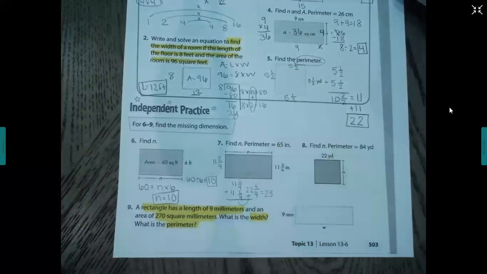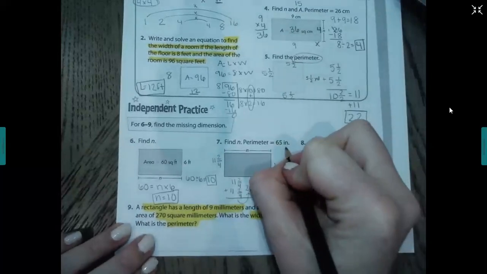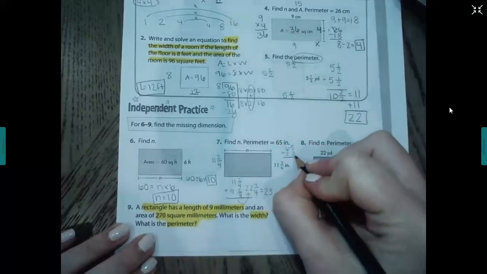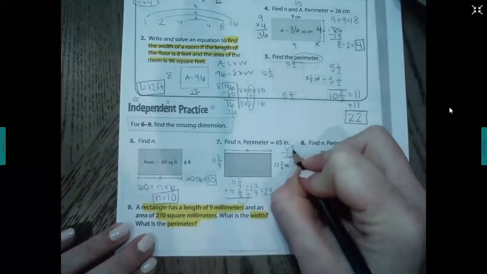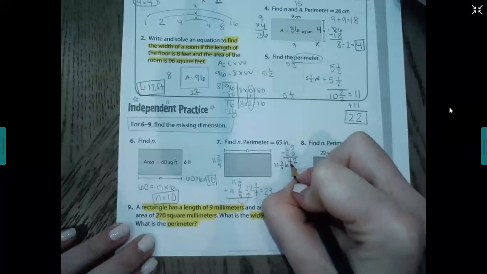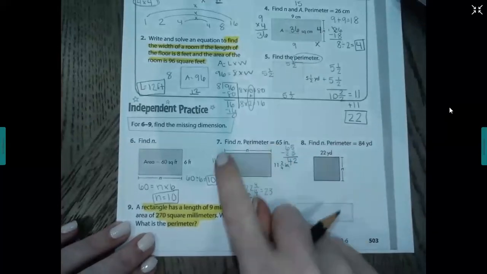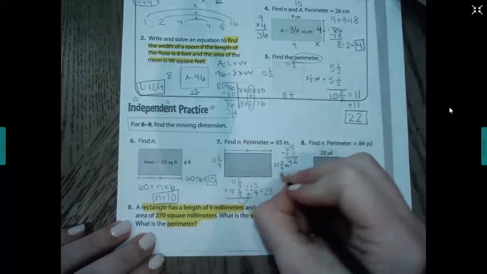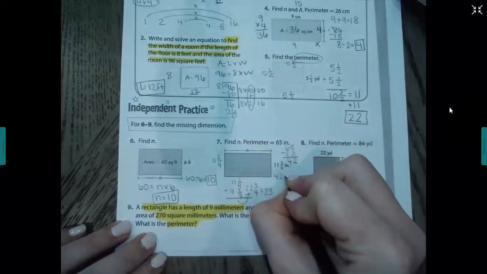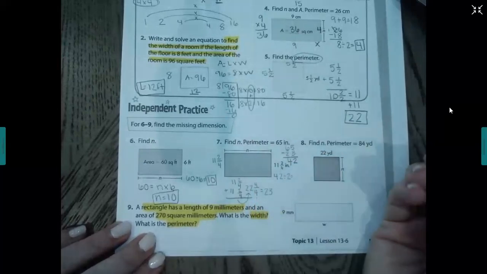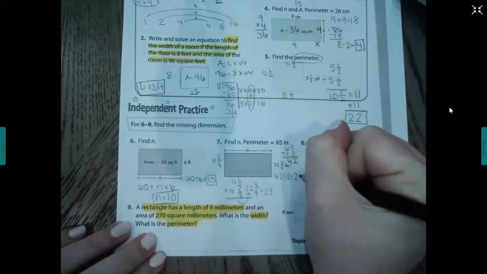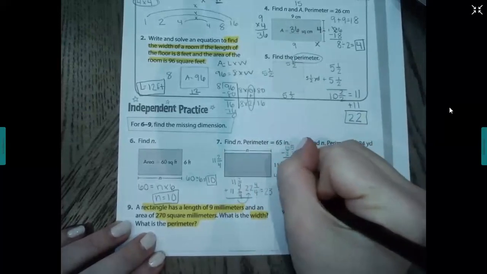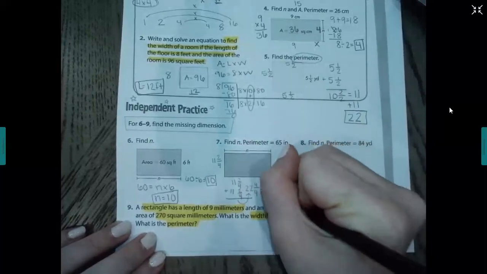I have a total of 65. So I'm going to take 65 minus my 23. 5 minus 3 is 2. 6 minus 2 is 4. So I have 42 inches left, and I need to divide that by 2. 42 divided by 2 is 21, which means n equals 21 inches.